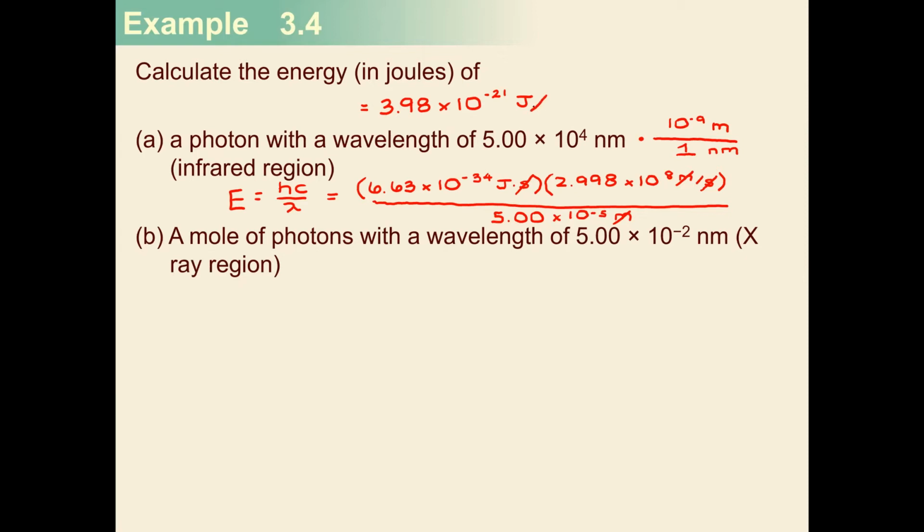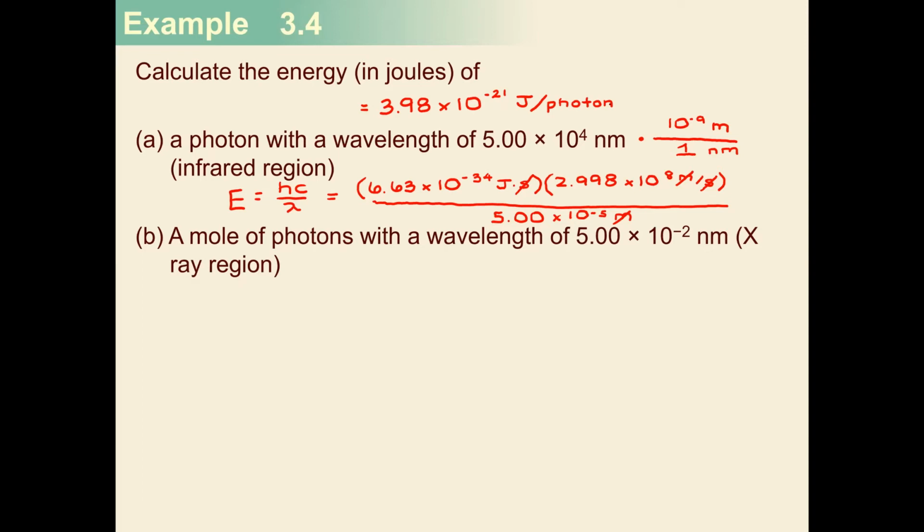So this would be joules per photon. So that would be a correct answer for part A. Let's go look at part B. Now we want to look at a mole of photons, but at a different wavelength. The process is identical until we get to the last step.